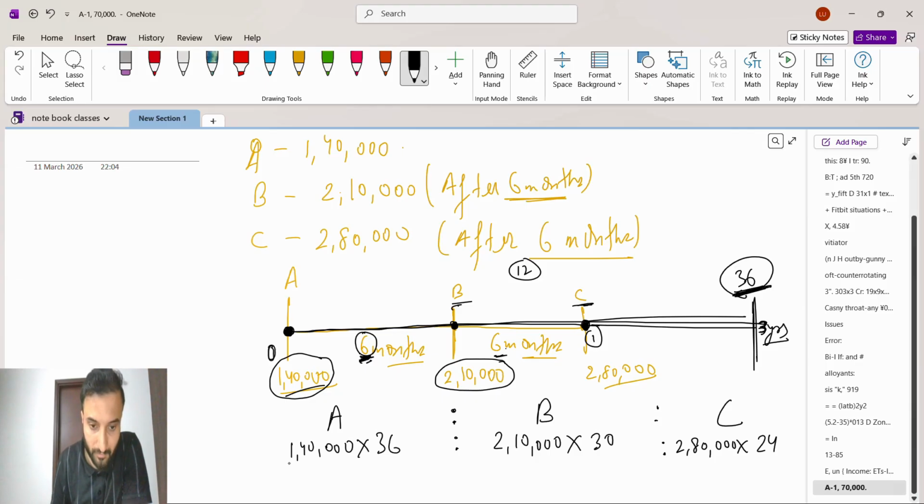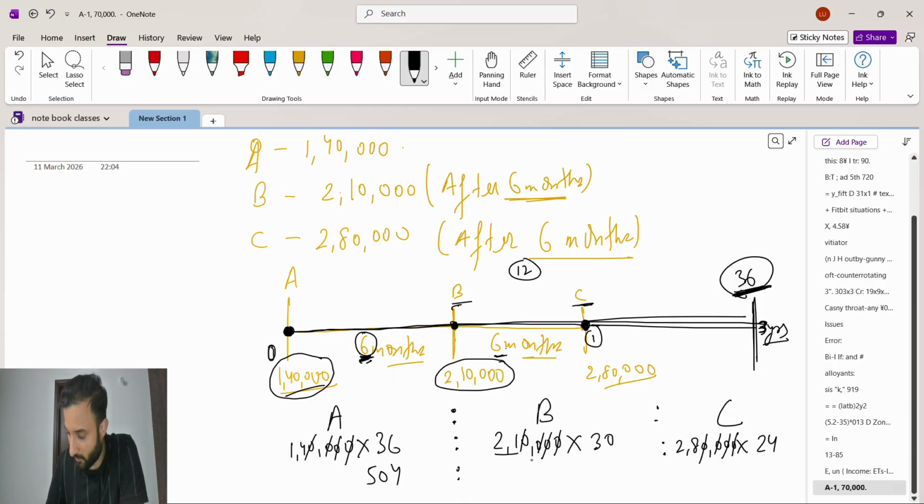Now we will see here, we will cancel it out. How can we cancel it out? See, 10, 20, 30 will get cancelled. The other 10, 10, 10 will get cancelled. So 14 into 36, you will get 504, is to 21 into 30, you will get 630, is to 28 into 24, you will get 672.